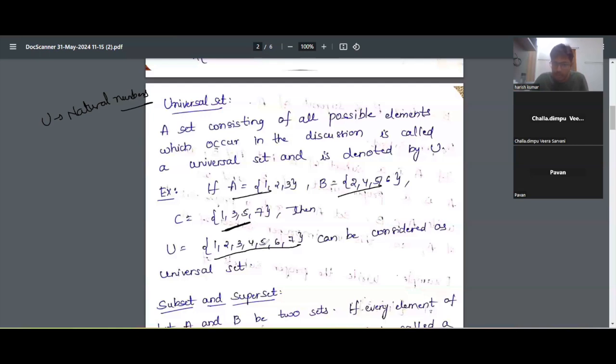Yes, sir. Yes. So the universal set is not one fixed set, right? It can be many. If he's asking you to find universal sets, you can find many possible universal sets for a given number of sets. Okay. But if he himself gives a universal set, then you have to consider that as the universal set in the given context. Is there any doubt in this? No, sir.